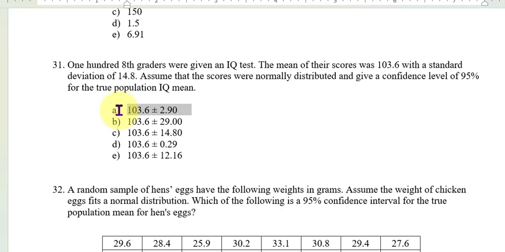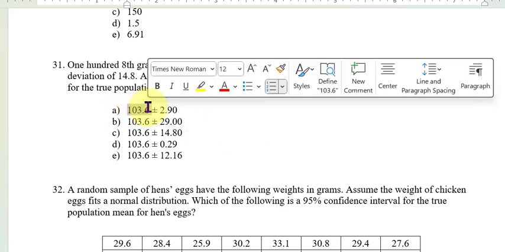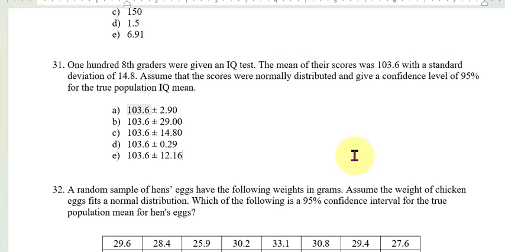So that's the right answer right there. So again, we took the mean of the data set, and we're going to add 2.90. That's going to be your high value for your confidence interval. And then 103.6 minus 2.90, that's your low value for the confidence interval. And we're roughly 95% sure that the true population mean would be between those two values. Okay, that's how that works. Okay, next.